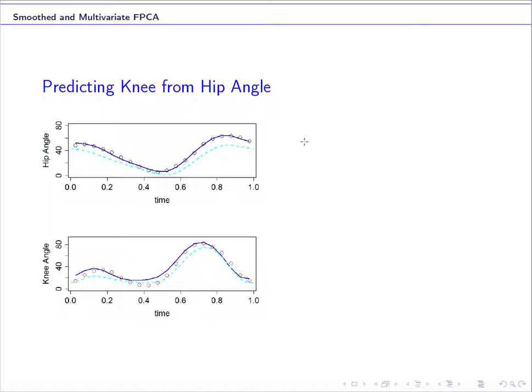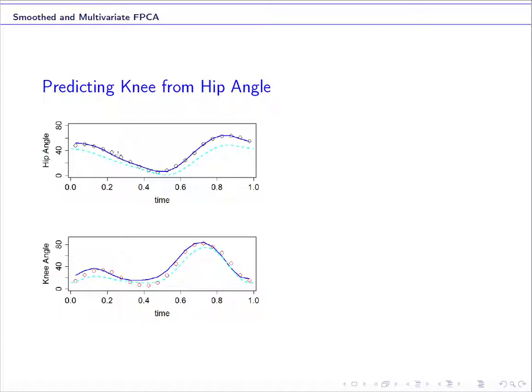This is another example. Suppose for one subject, I only know their knee data, these knee circles. When I have these knee angles, I can compute the FPC scores. After I get the FPC scores, I can predict the hip angles. So you can see here, if we have the knee angle curves, we are able to predict the hip angle curves very well. The circle here represents the true hip angles, and you can see we are able to do this very well. Again, the dashed line here represents the mean of the hip angle curve and the mean knee angle curve.